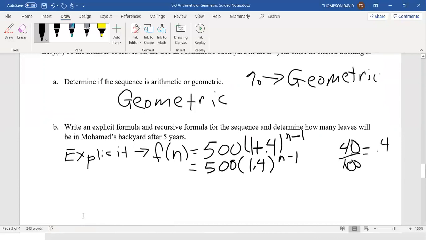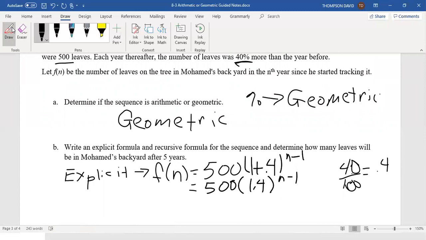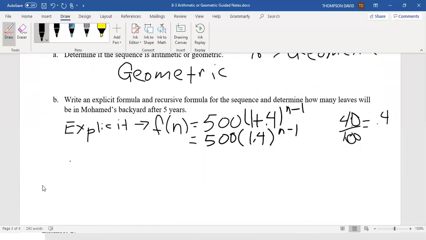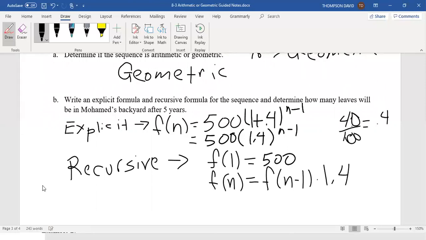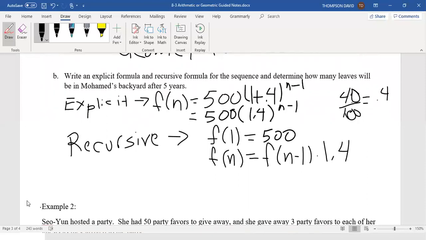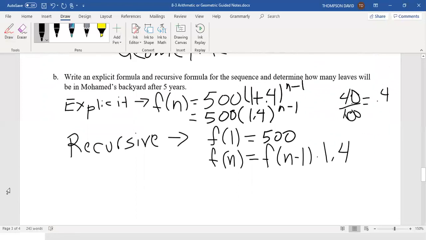Now the recursive formula. That will give me f of 1 equals 500. And then f of n equals the previous term, which is f of n minus 1, times 1.4. And we have our recursive formula with those two elements. Now, it says determine how many leaves will be in Muhammad's yard after 5 years. Keep in mind, it will be very challenging to use the recursive formula since we already know the explicit formula. So we're going to plug the 5 into the explicit formula.